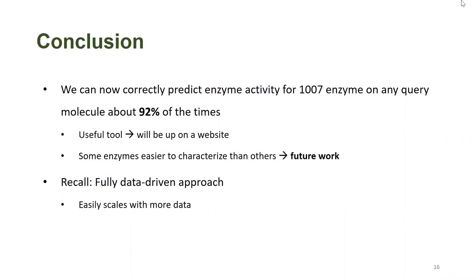And then I want to finally emphasize that this is a fully data-driven approach. We did not make any assumptions on what enzymes we were using. If we had the data for it, we built it. And this easily scales when we have more data available. Say that in the future, we get a bigger database with more example reactions, more substrates. We could retrain our model on that new data and maybe actually make predictions for more than 1,000 enzymes, and maybe even with better accuracy.